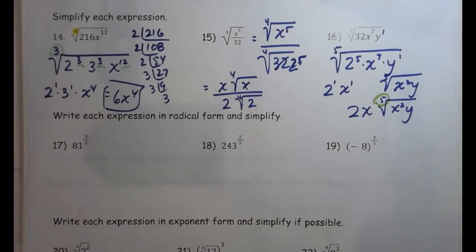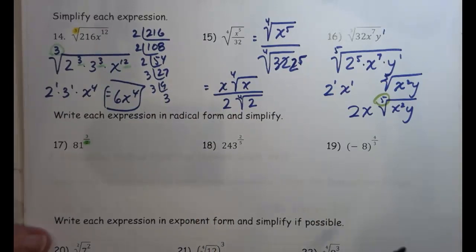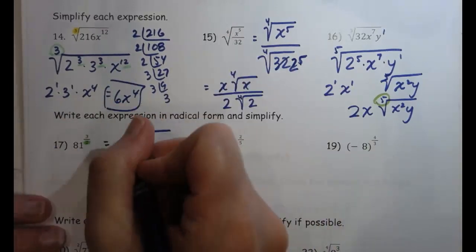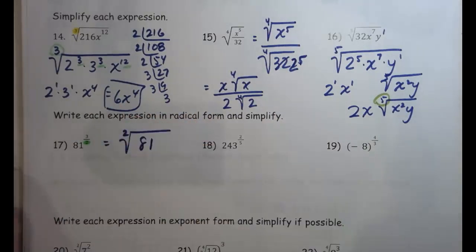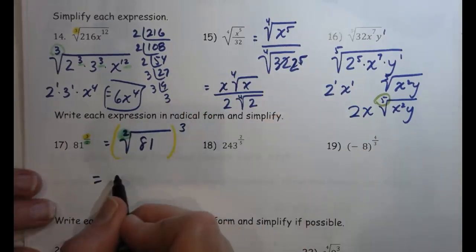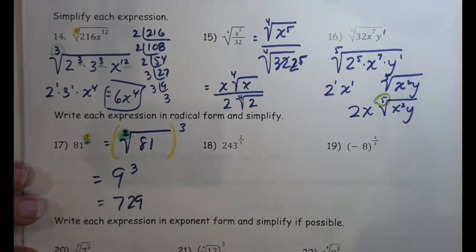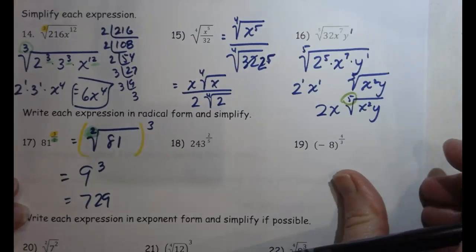17, 18, 19, we're using fractional exponents. A reminder that the denominator of the fractional exponent is the same as the index of the radical. So there we go. We've got a 3/2 power. That means an index of 2. And I like to put that 3 now on the outside of the radical. And the square root of 81 is 9, and 9 cubed is 81 times 9, which is 729. There you go.